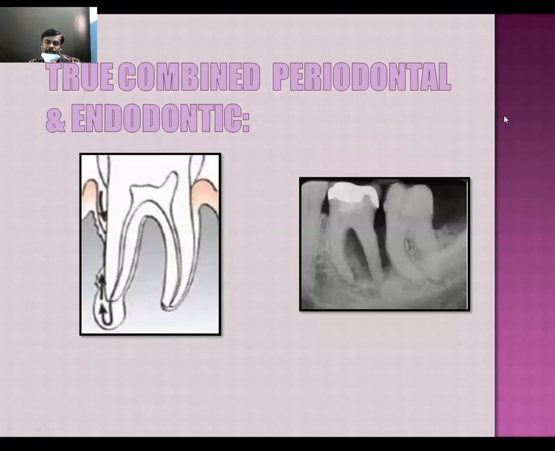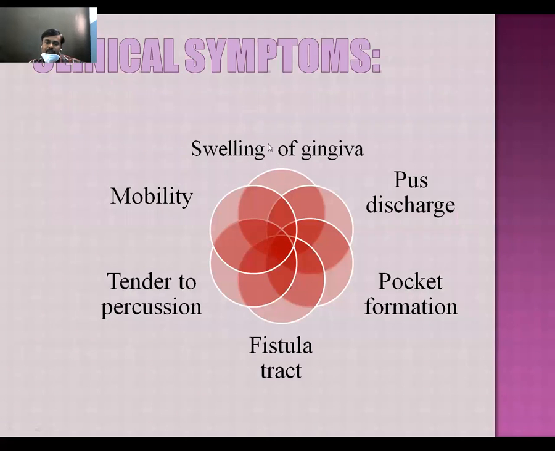So there are true combined periodontal and endodontal lesions. Both periodontal disease and endodontal disease start at the same point. In such cases, we see severe bone loss around the involved tooth and periapical pathology. Both diseases have started at the same point of time. Such lesions are included in true combined periodontal and endodontal lesions.